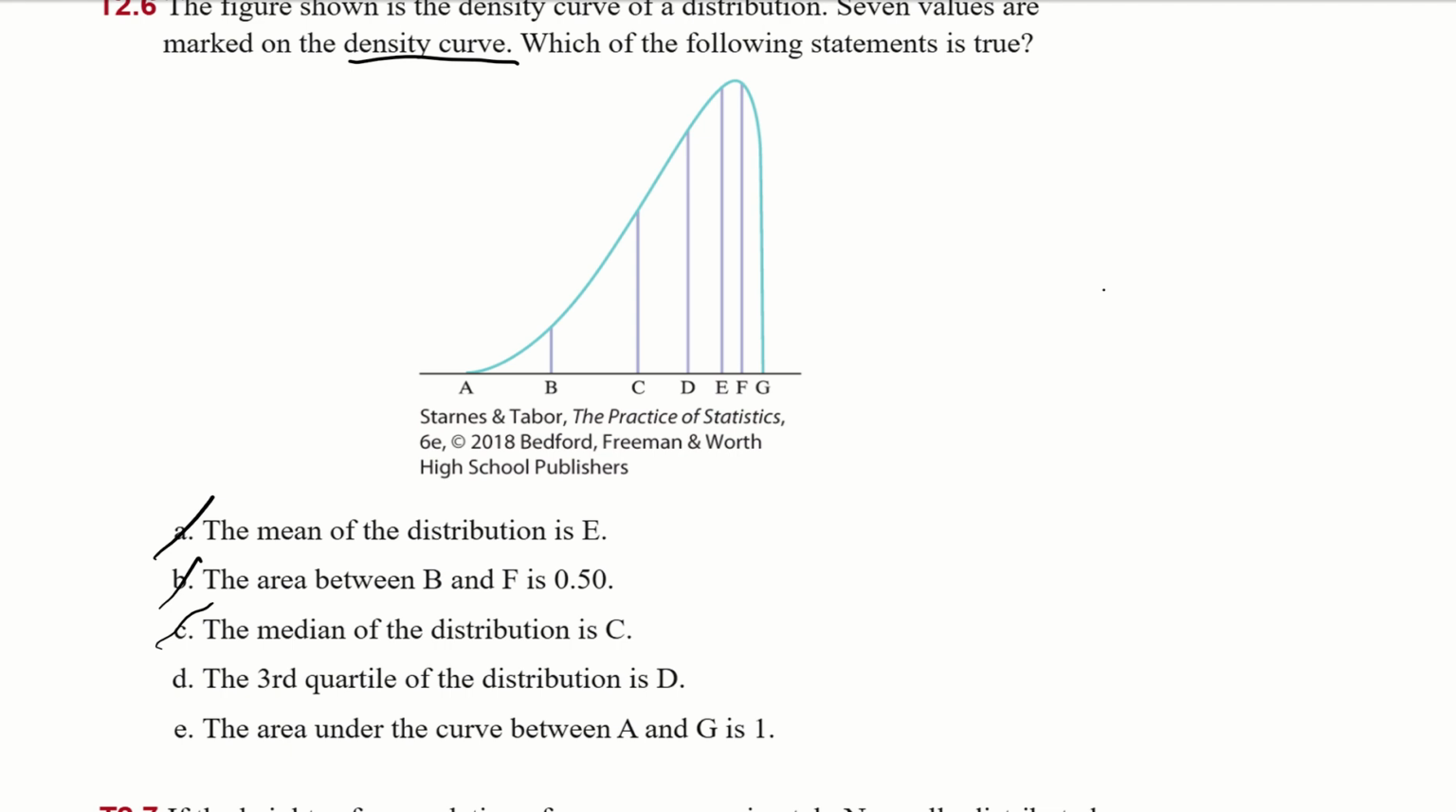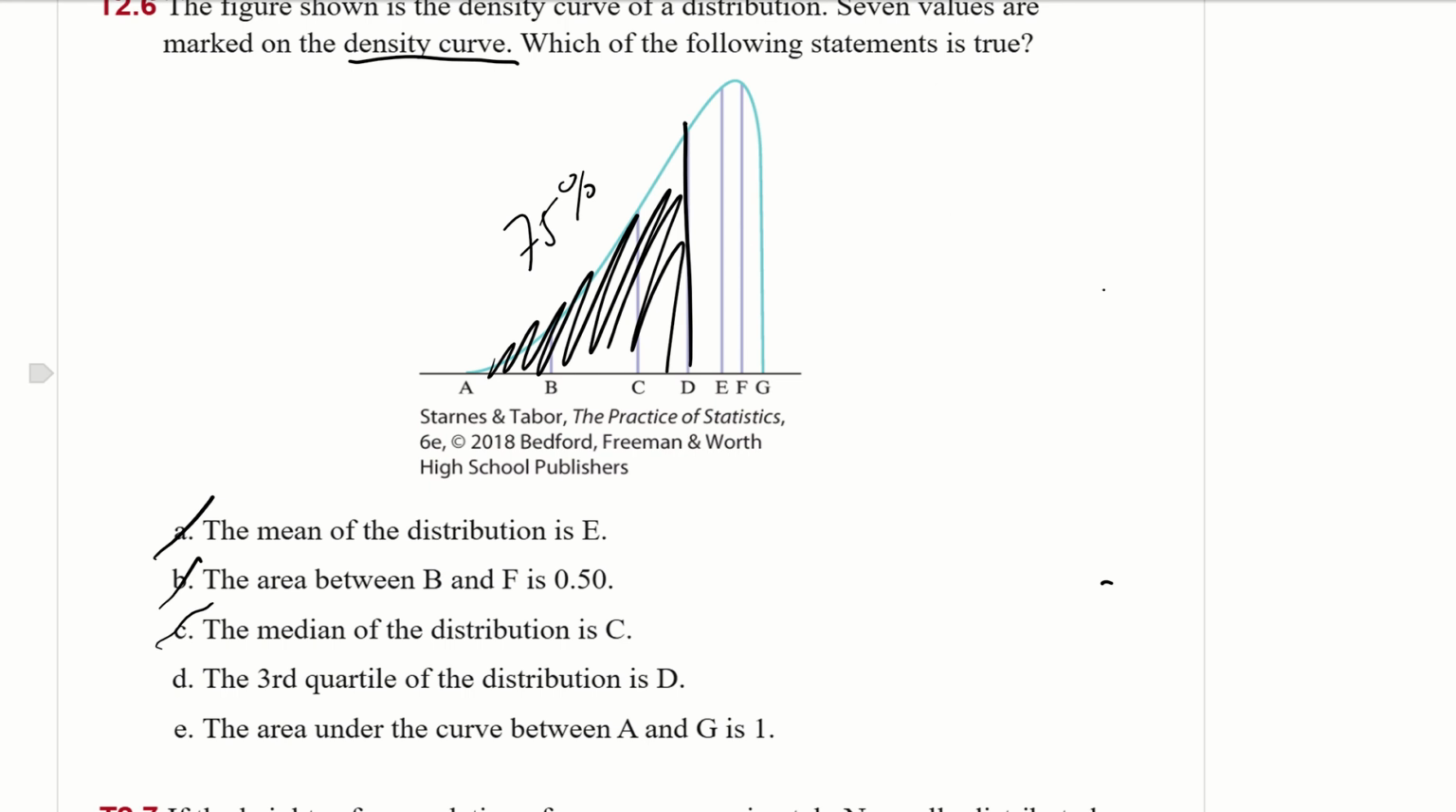The third quartile of the distribution is D. So the third quartile, if you recall, is where 75% of the curve is to the left of it. So if this is D and that's the third quartile, then 75% of the data is covered here. Well, if that's true, then this portion right here is 25%, which means that the black portion is 3 times bigger than the red portion.